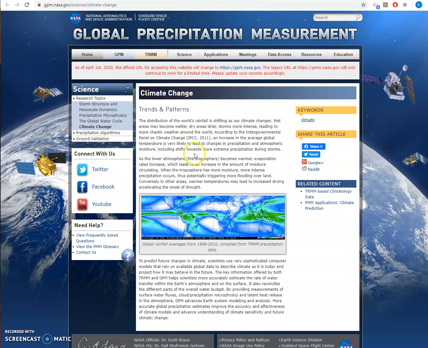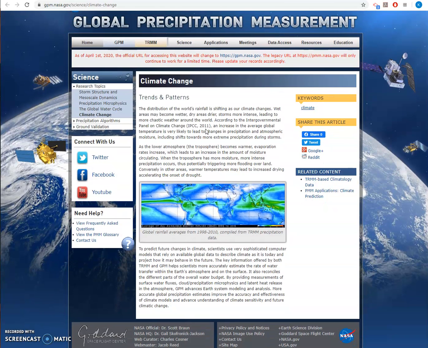Here we go. So this is NASA's Global Precipitation Measurement Center. We're going to be tracking trends and patterns in global rainfall. At the very top it says the distribution of the world's rainfall is shifting as our climate changes. Wet areas are getting wetter, dry areas are getting drier, storms are more intense. This is causing more chaotic weather, right? I covered this already in one of my videos, but we're going to look at it again just because I want you to understand.